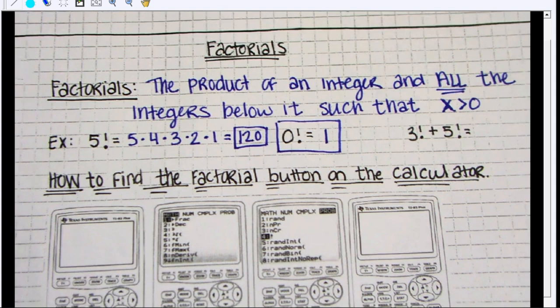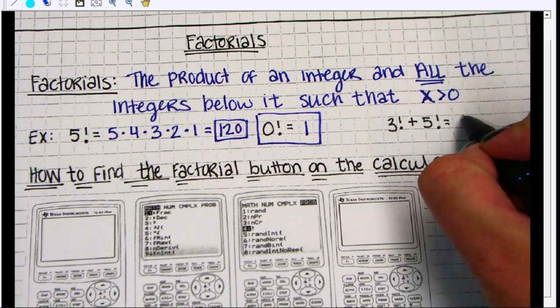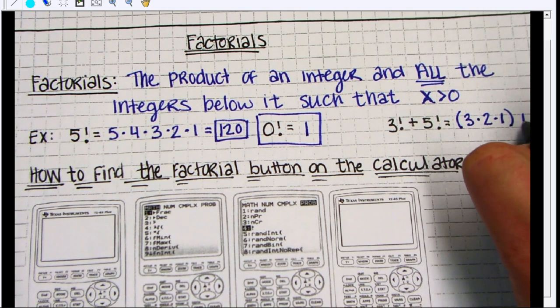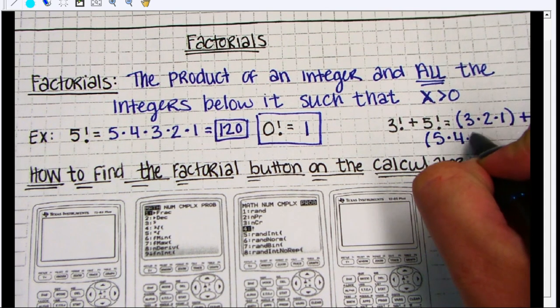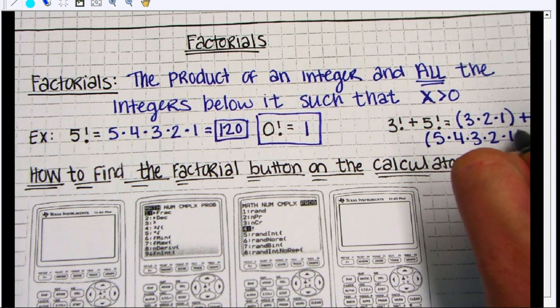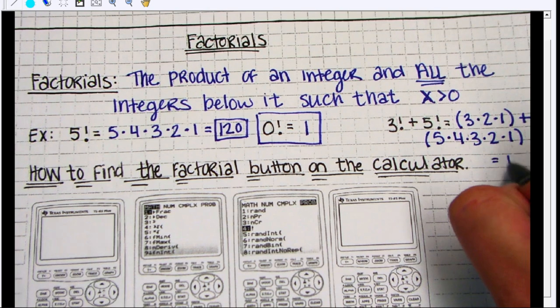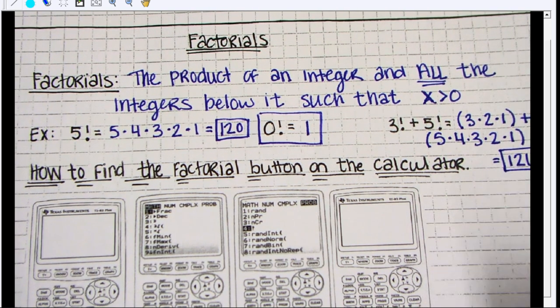So to do this one, 3 factorial, 3 times 2 times 1, plus 5 factorial, which is 5 times 4 times 3 times 2 times 1, or you already know it's 120. No, it's not 127. You added them by accident.